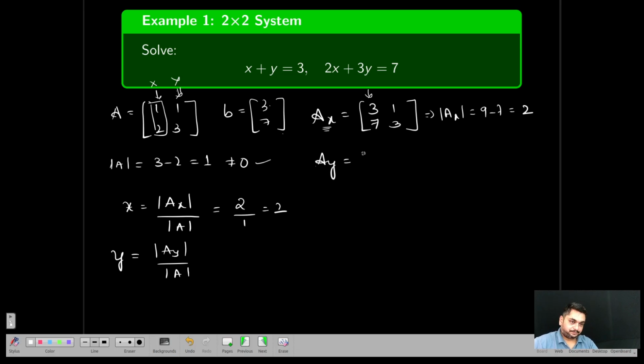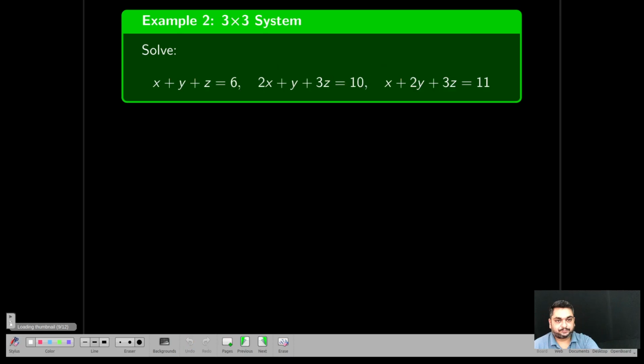Similarly, for Ay, you change this column with the B values. So this remains 1, 2, and this becomes 3, 7. That implies determinant of the new matrix Ay is equal to 7 minus 6 equal to 1. So this is 1 divided by 1, which is equal to 1. So this is how you can solve the system of linear equations using Cramer's rule. We'll take one more example.